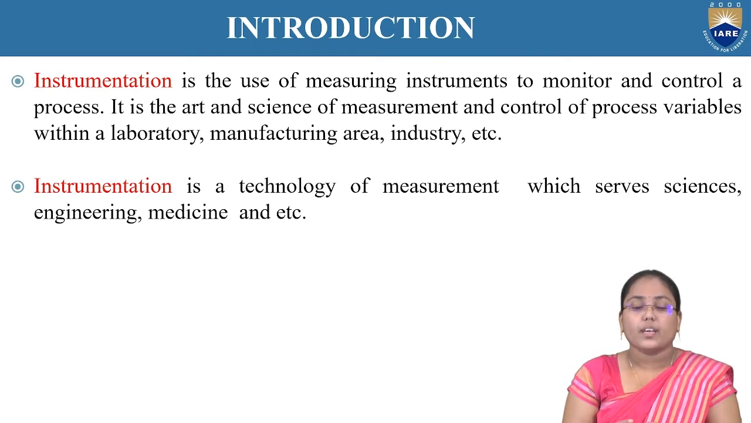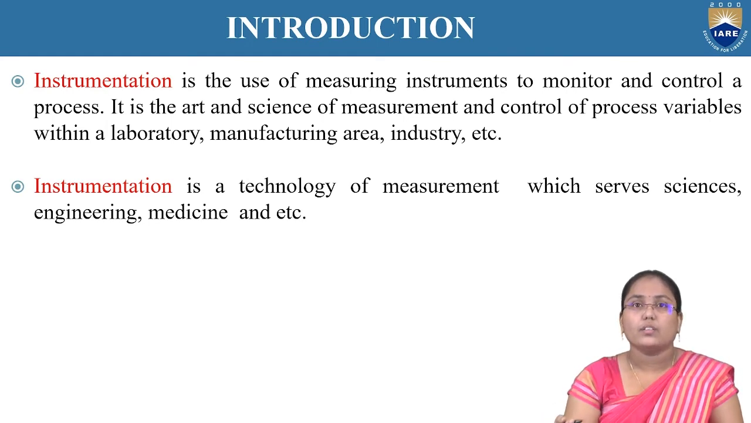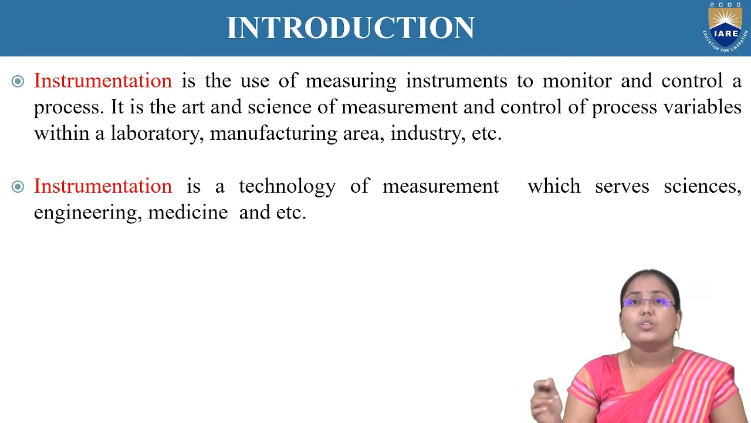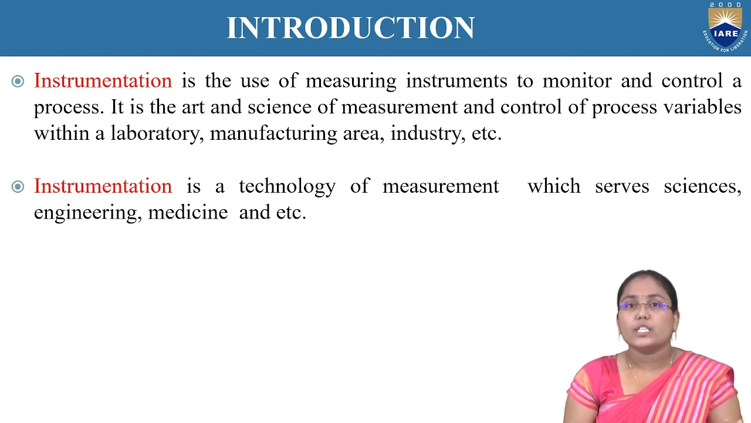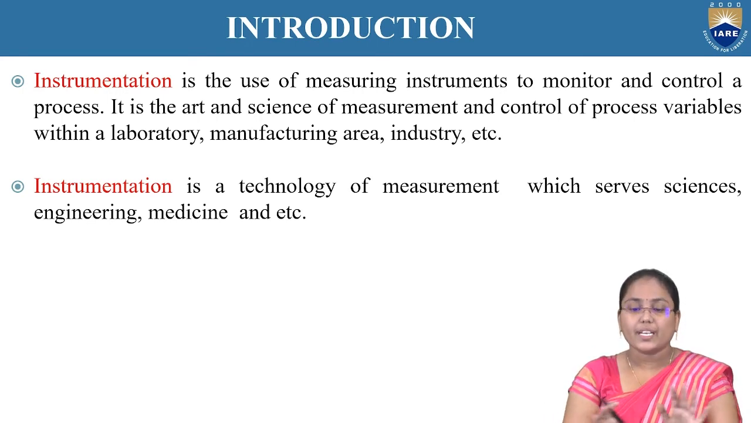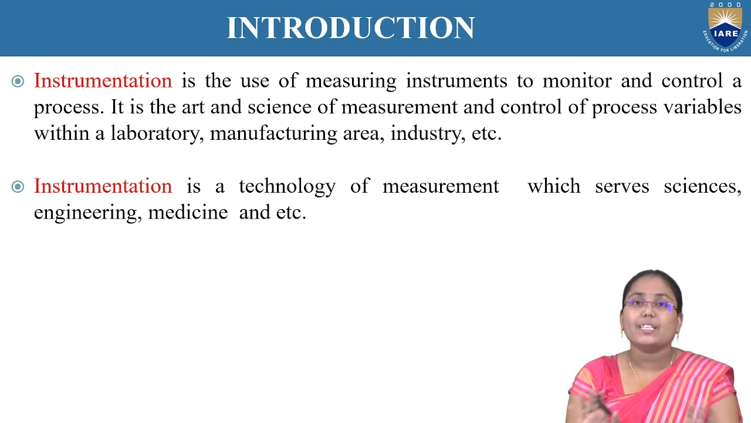We also use different types of instruments in electromagnetics, like when we are dealing with antennas and wave propagation, we have different types of waveguides. So all these are nothing but instruments, used in order to measure a particular quantity or a particular thing.